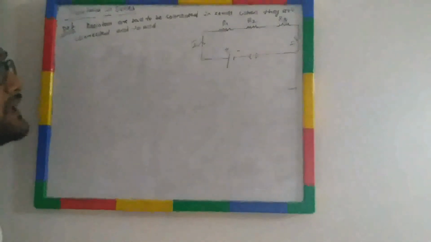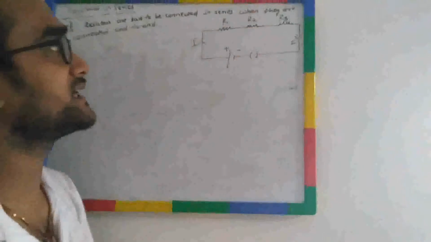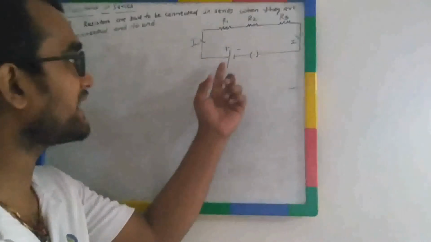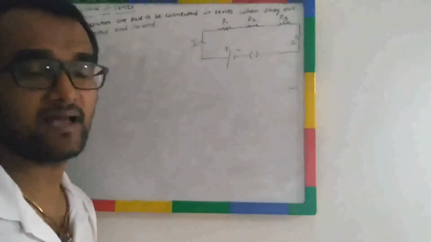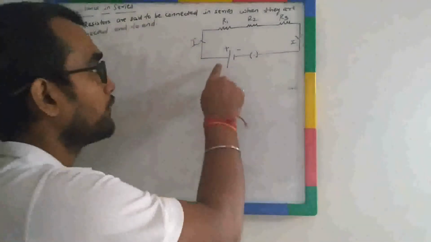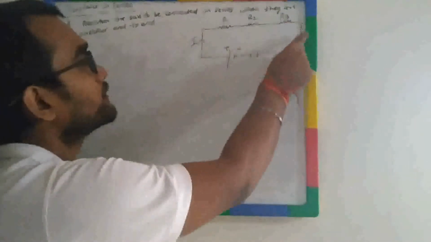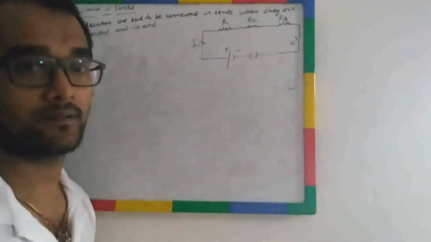This is an electric circuit consisting of three individual resistors R1, R2 and R3. These are the positive and negative terminals of the battery, and this is a closed key. As you know, in an electric circuit, the electric current flows from the positive terminal of the battery to the negative terminal of the battery, which is indicated in this diagram by the symbol capital I.